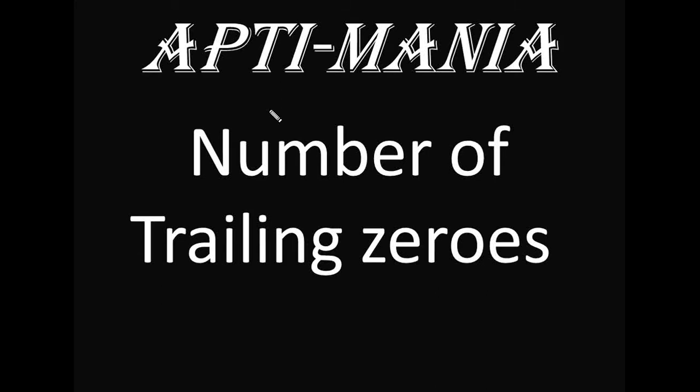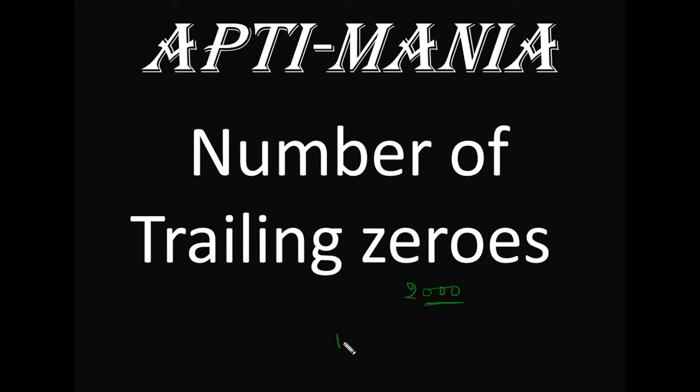In this video, we will discuss how to find the number of trailing zeros. Trailing zeros are the zeros which come at the end of any number. For example, suppose the number is 2000. In this particular number, these three zeros are the trailing zeros.